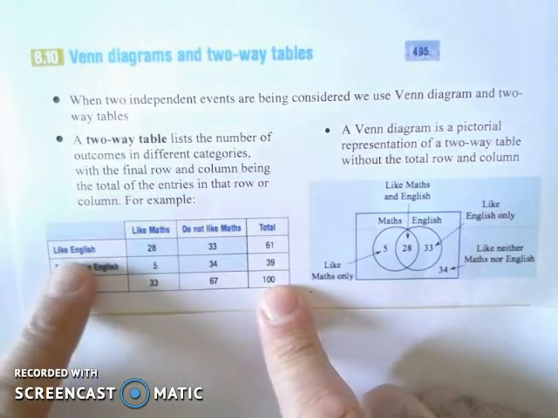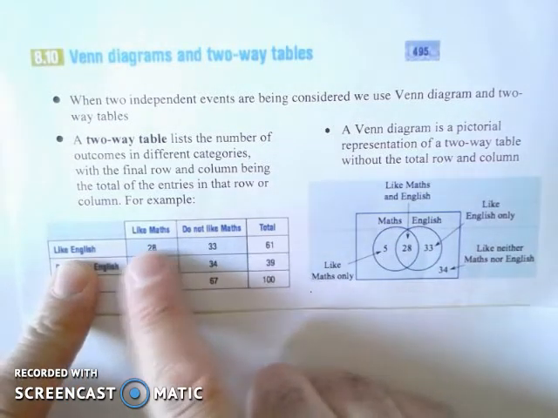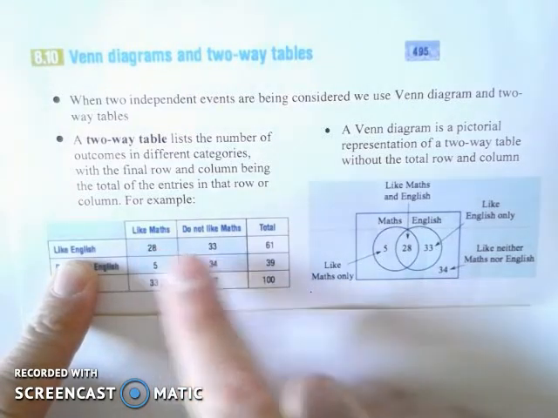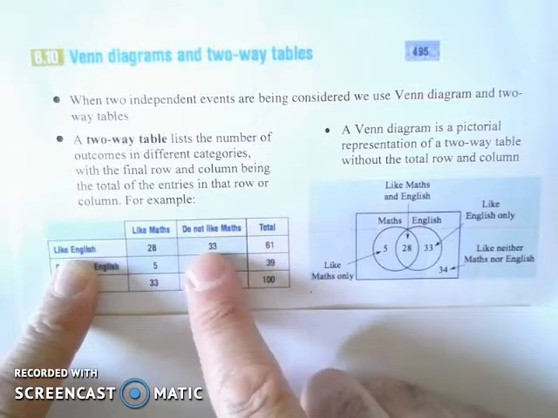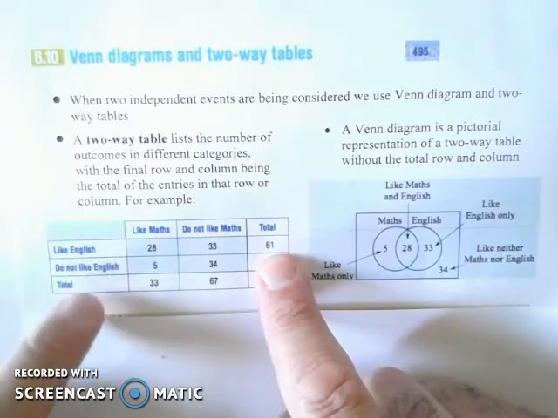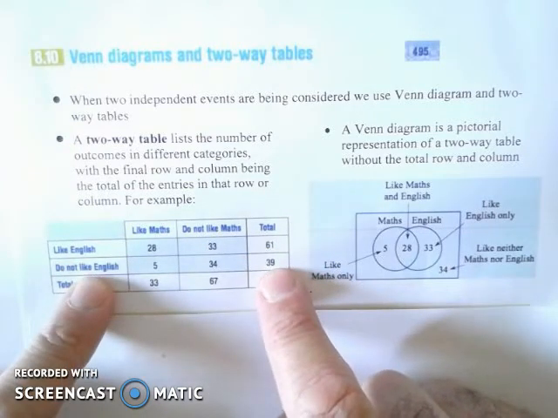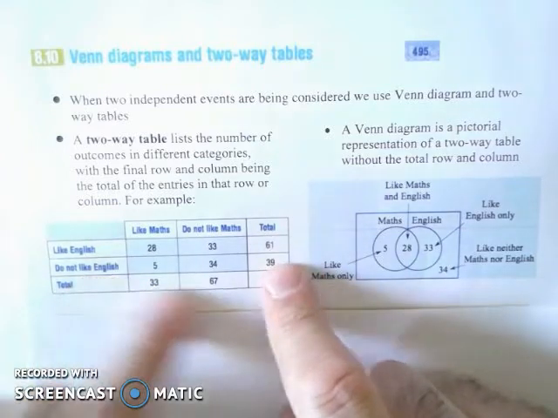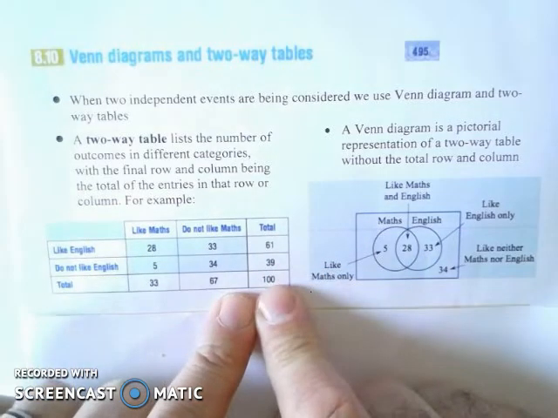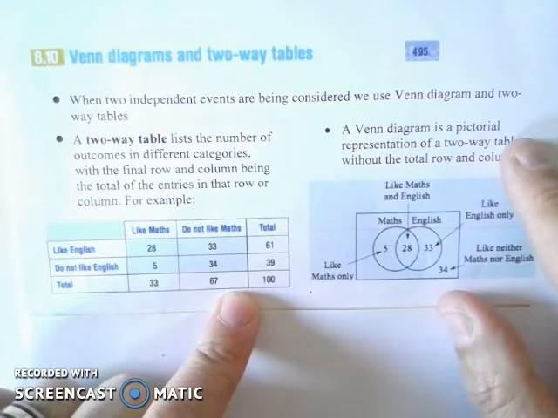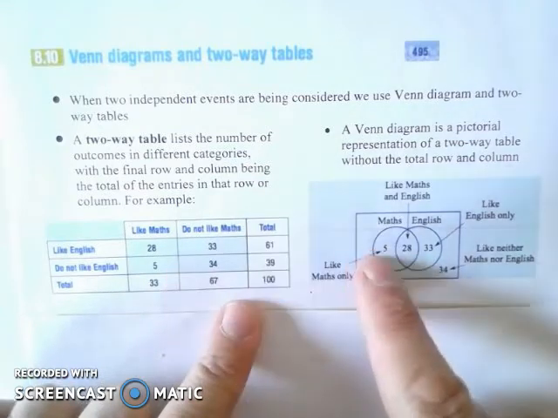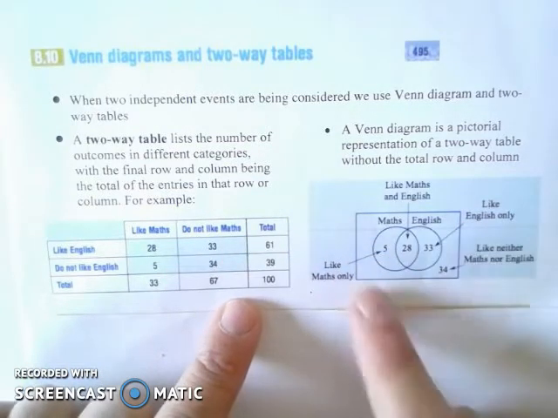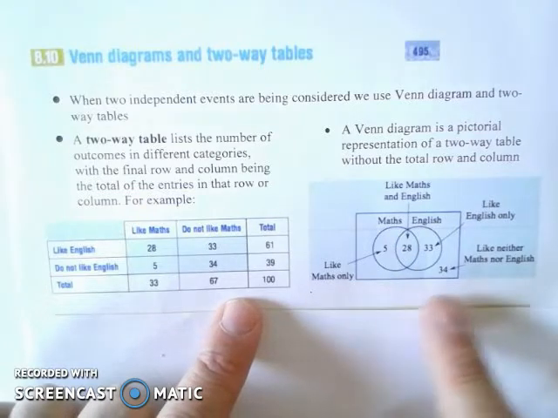Out of this, we can also see people who like English. 28 of those who like English like maths, and 33 of those who like English also do not like maths. So in total, there's 61 who like English, and there's 39 who do not like English. All the columns and totals need to add up to 100 at the end. The Venn diagram is just a pictorial representation of this. So you need to be able to go from this to this, or from this to this. It's the same information.